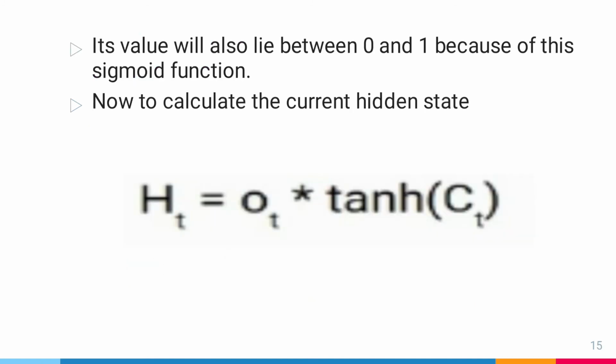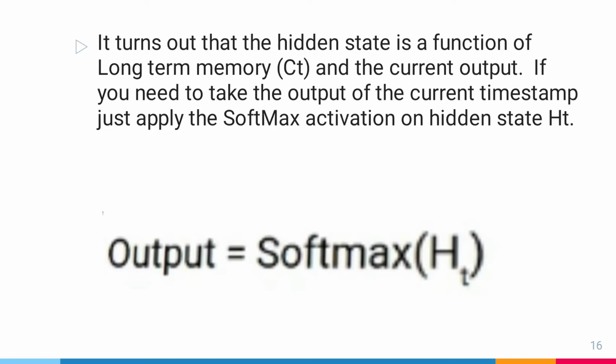Now, to obtain the hidden state h(t), we multiply the output o(t) by tanh of the updated cell state c(t); its equation is h(t) = o(t) * tanh(c(t)). It turns out the hidden state is a function of long-term memory and the current output. If you need the output of the current timestamp, just apply the softmax activation on the hidden state h(t): output = softmax(h(t)).